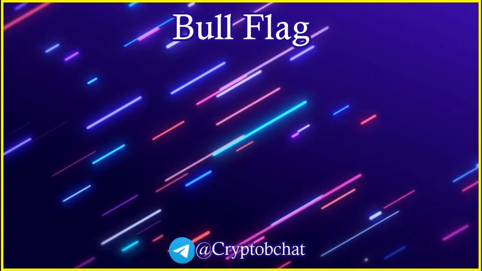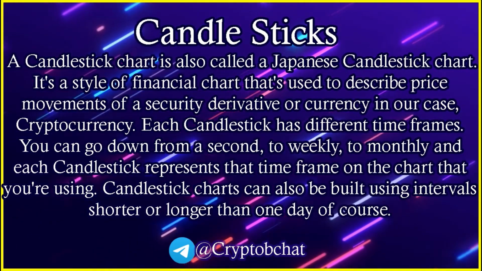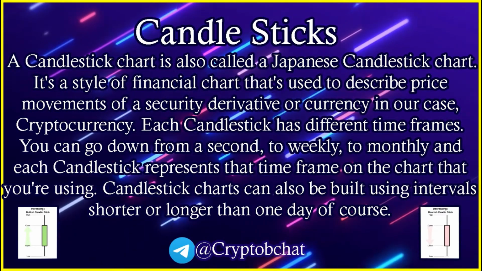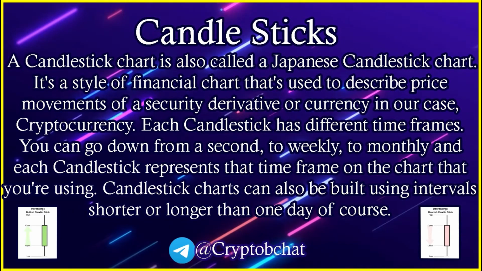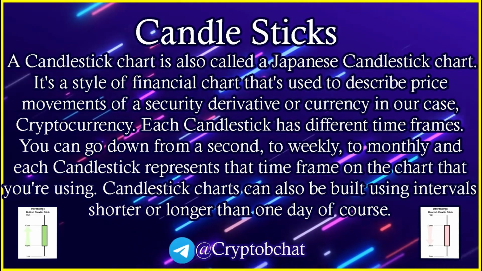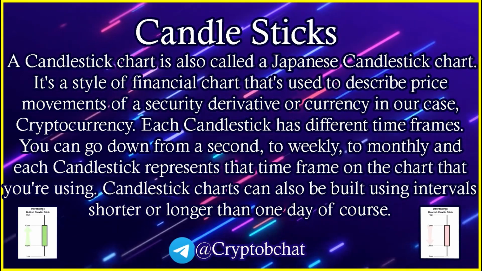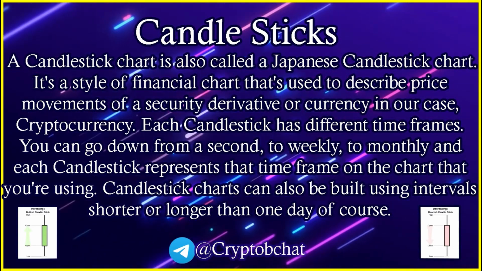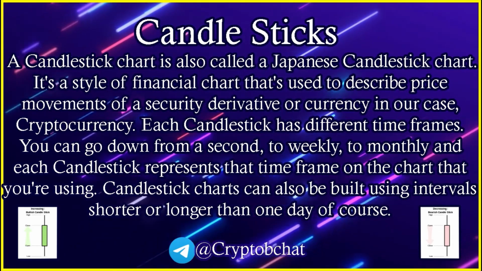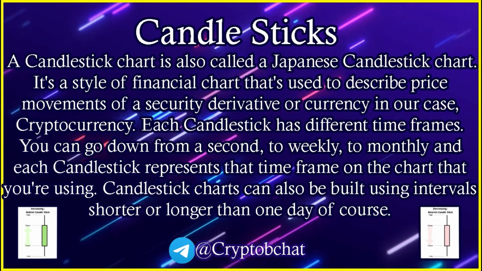But before we do that, let's go over what a candlestick chart is. So guys, a candlestick chart is also called a Japanese candlestick chart. It's a style of financial chart that's used to describe price movements of a security, derivative, or currency, in our case, cryptocurrency. Each candlestick has different time frames, so you can go from seconds to weekly to monthly, and each candlestick represents that time frame on the chart that you're using. Candlestick charts can also be built using intervals shorter or longer than 1 day, of course.